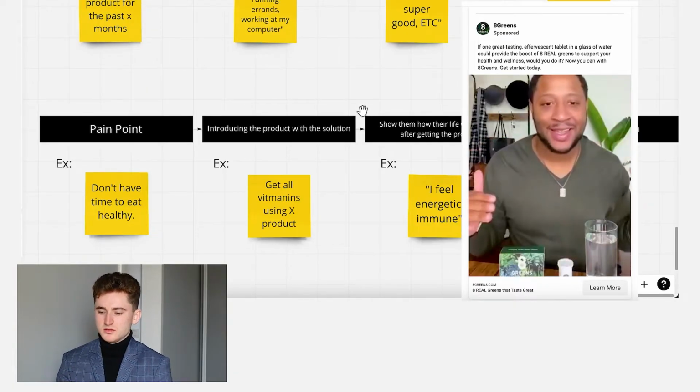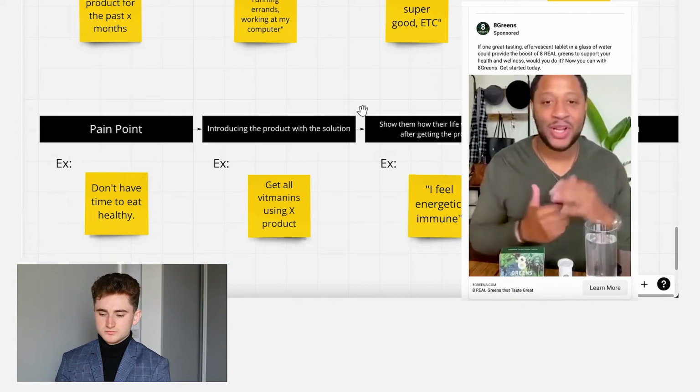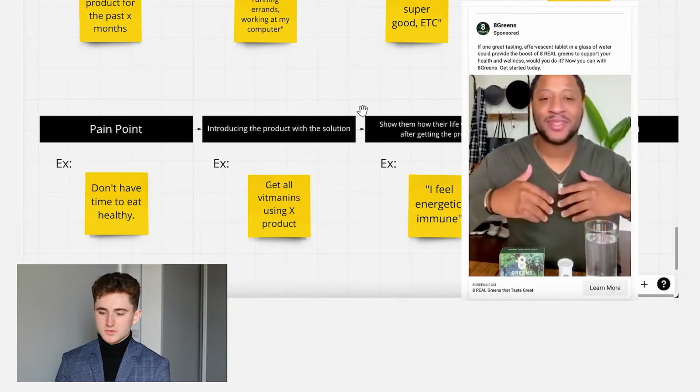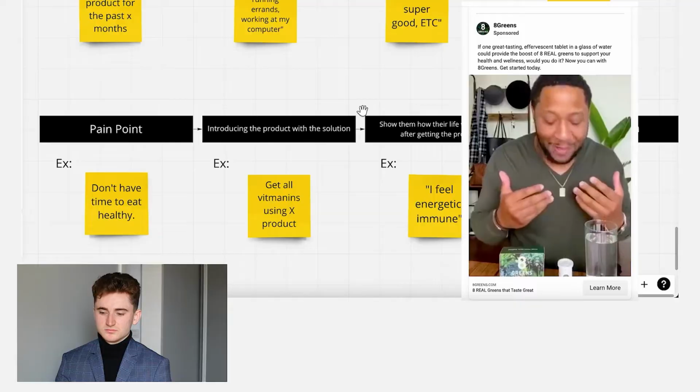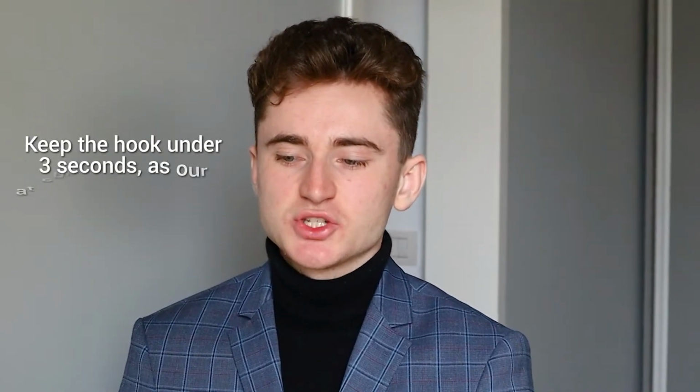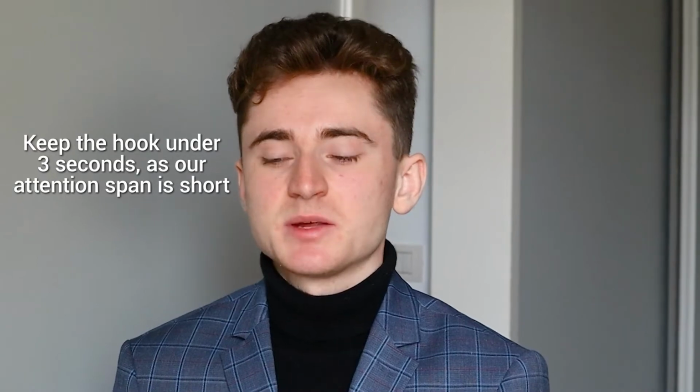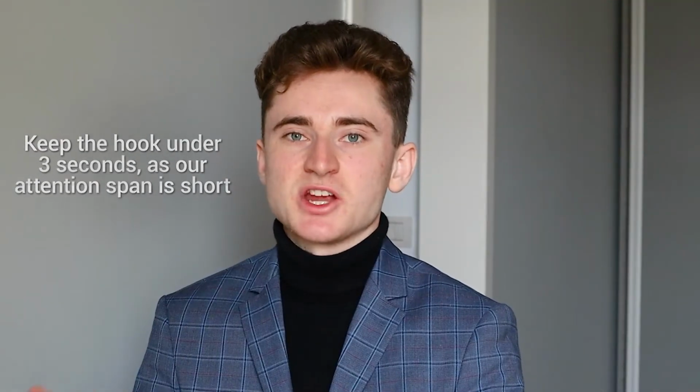So let me show you an example for this particular blueprint. Something that I use every day for my daily lifestyle because I'm on the go. I don't have time to prep food. I don't have time to really try to eat healthy. And the best way. So as you can see, this particular person is saying to us, he doesn't have time to eat healthy. Now what I would change here a little bit is actually to start this pain point a little bit faster because we have a short attention span.